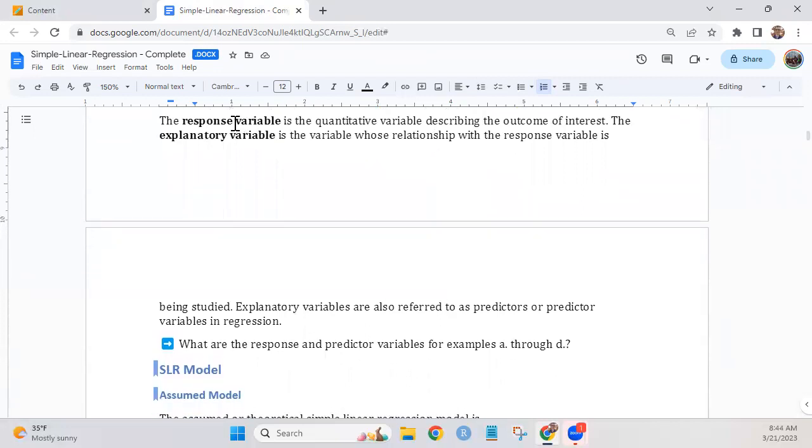Talking about terminology, we refer to y as the response variable, which is the quantitative variable that we're interested in predicting, or just the outcome of interest very generally. It's not always predictions that we're trying to make using linear regression. Sometimes it's just understanding relationships between x and y. And x is the explanatory variable, or in regression modeling, it's more commonly just referred to as a predictor variable. Okay.